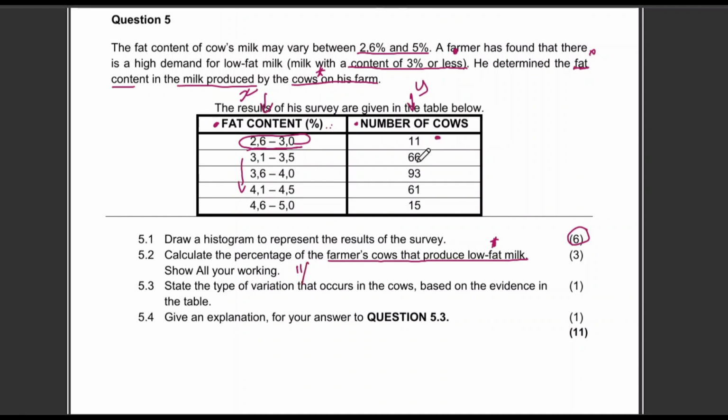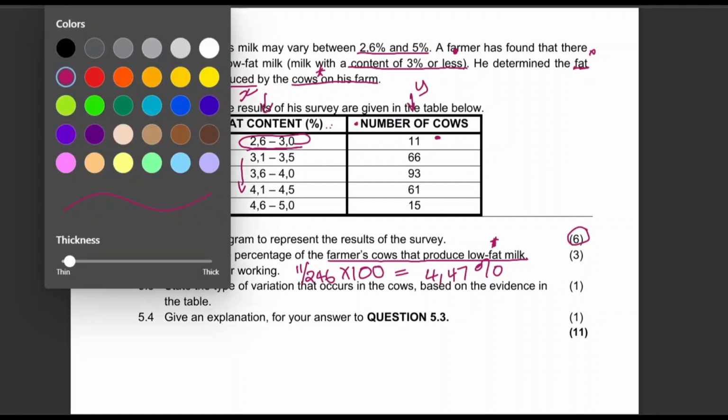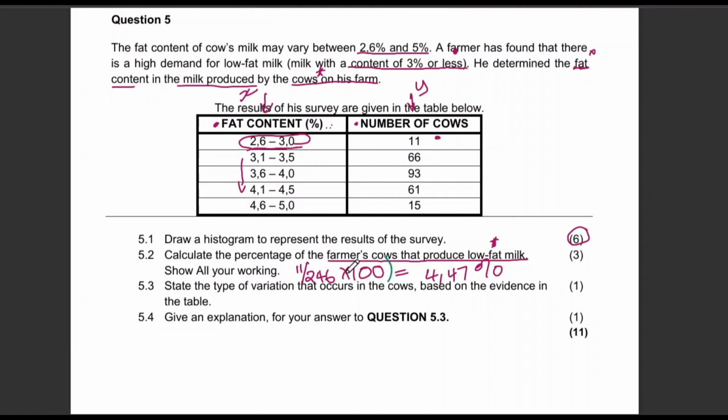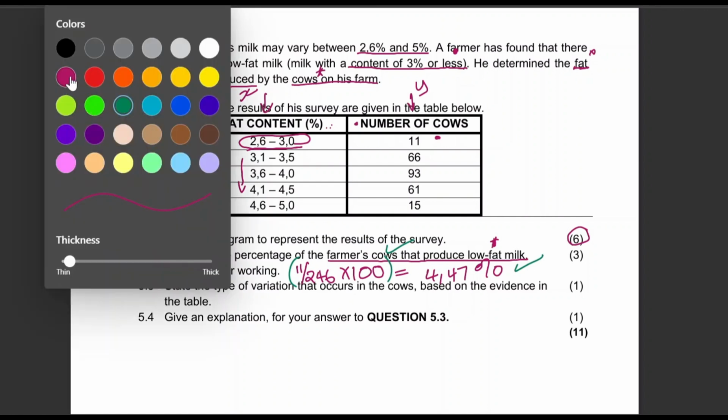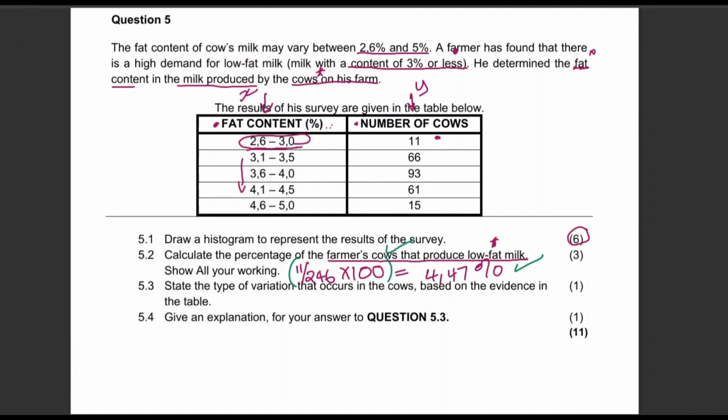Out of, you need to add all of these numbers to get the number of cows that he has in his farm. So you should be getting 246. Then you multiply that by 100, because we are looking for a percentage. You will then get 4.47%. And remember, in life sciences, your answer should be rounded off to 2 decimal places and not a whole number. Okay, so how this will be marked, you will then get a mark for this part of your calculation, that's 1 mark, and also your answer with the percentage unit. I hope you guys are still with me.